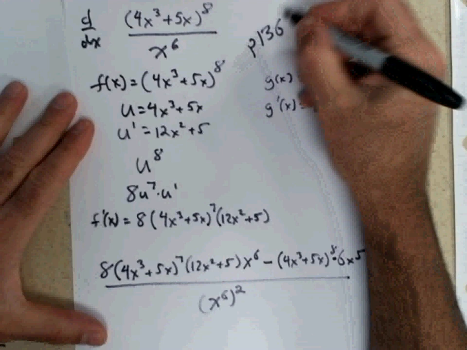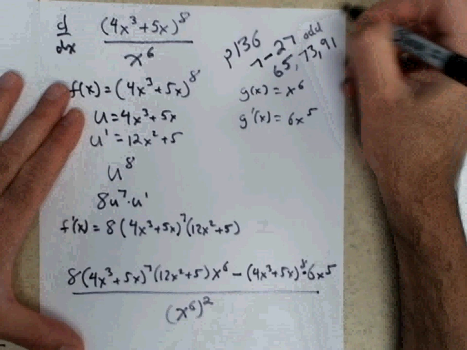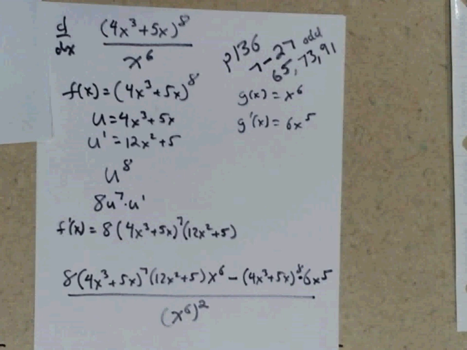All right. So, let me stop talking. Page 136. Let's give these an honest go. Work hard. Help each other. Come see me. Listen, nobody at home is going to help you the way your peers and I can help you. Okay? So 7 to 27 odd, and then those three are the additional problems, 65, 73, and 91.